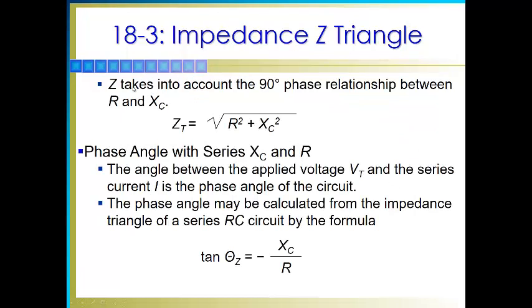So here's the same concept. Because they're 90 degrees out of phase, we can use this concept of the Pythagorean theorem to calculate the total impedance if we know the resistance and we know the capacitive reactance.